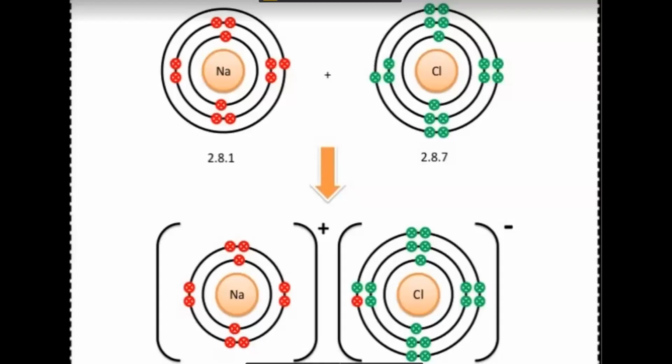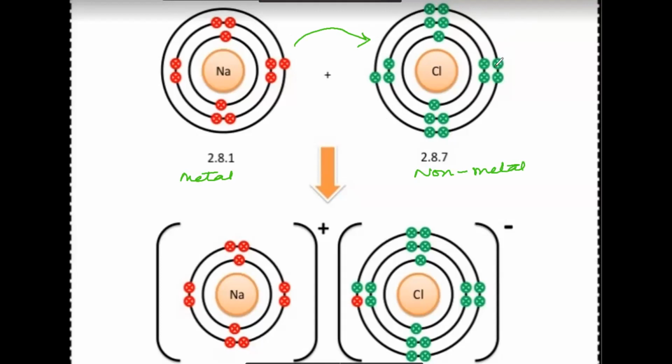So what is happening? The metal, we have a dot and cross diagram here. We have a metal, sodium, and a non-metal, chlorine. The metal has one electron extra, so that one extra electron will be transferred to the chlorine in order to complete its octet.